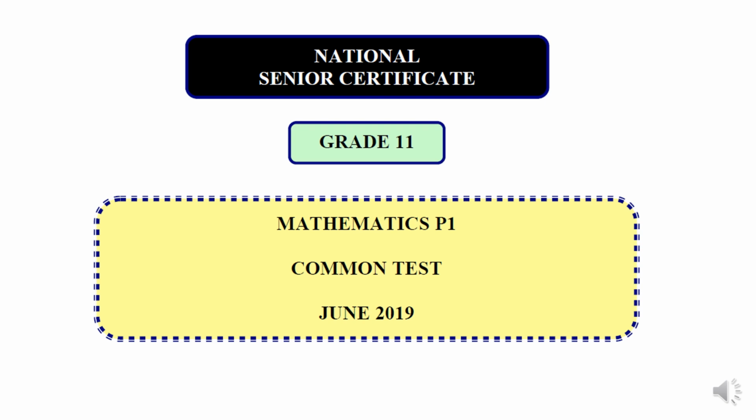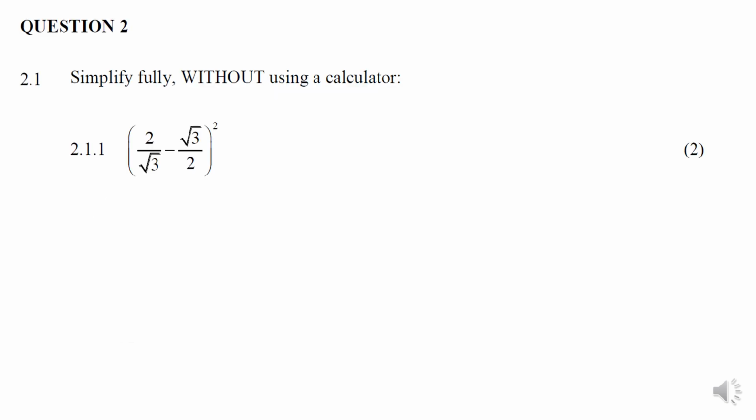Grade 11, Mathematics Paper 1, Common Test, Question 2. In 2.1, they ask you to simplify fully without the use of a calculator.